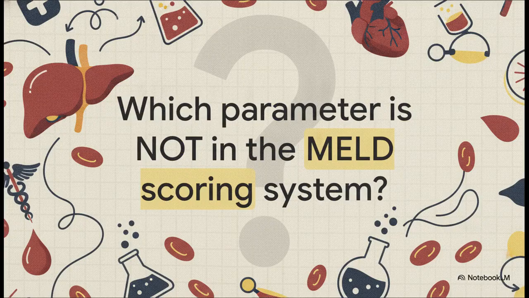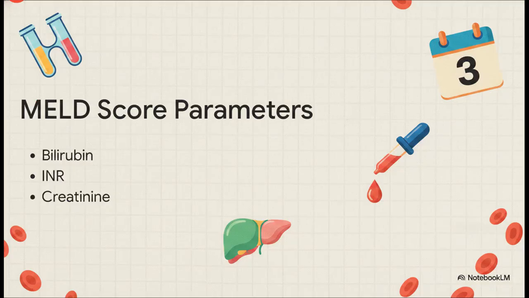Moving right along to question 14. Which parameter is not included in the model for end-stage liver disease, or MELD scoring system utilized to prioritize candidates for liver transplantation? A. Serum bilirubin. B. International Normalized Ratio, or INR. C. Serum creatinine. Or D. Serum albumin. Correct answer is D, serum albumin.